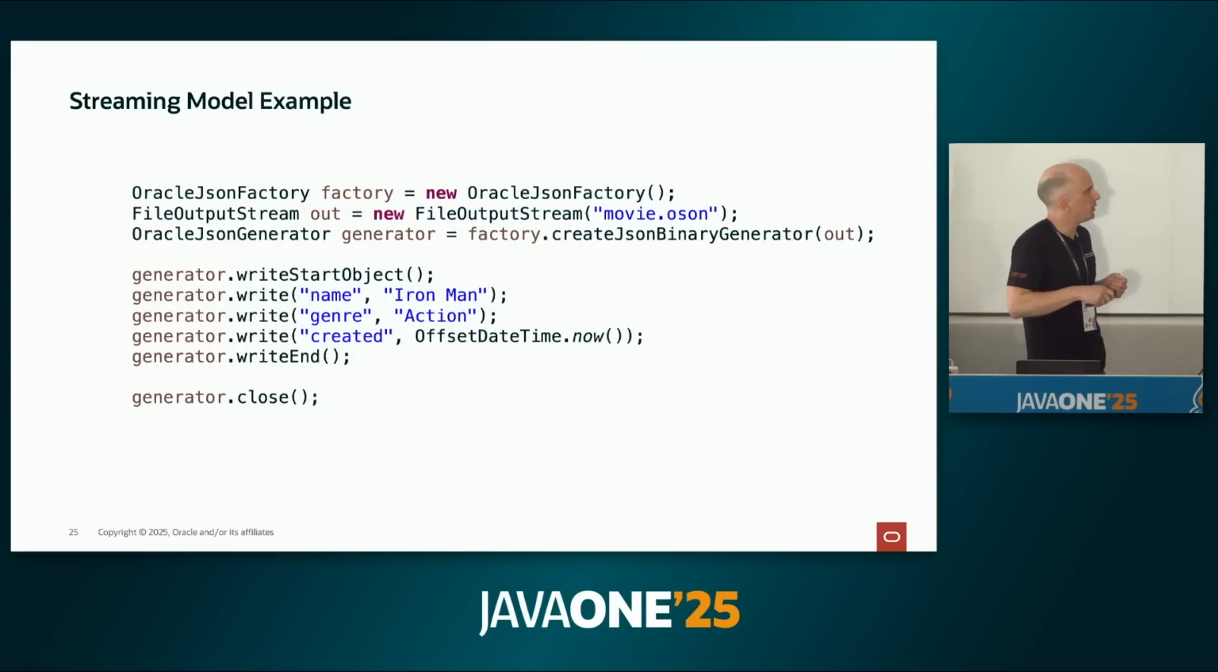So here's an example. Here, it's creating a file output stream to a file called movie.oson, and then wrapping that in one of these generators. Then it writes the events to the generator. It writes a start object, writes the name, the genre, the created values, and then writes the end of the object and closes. So at the end of running this code, you'd have this file movie.oson containing an OSON representation of this object.